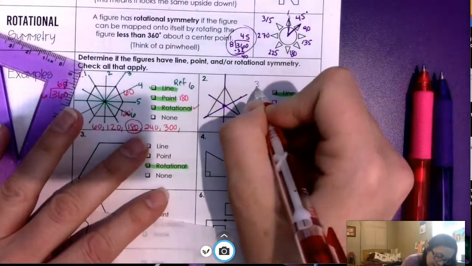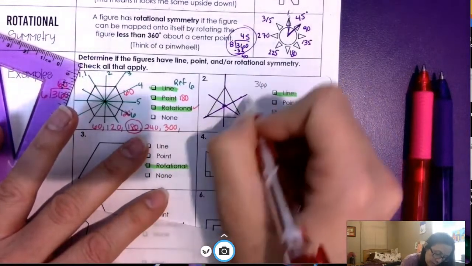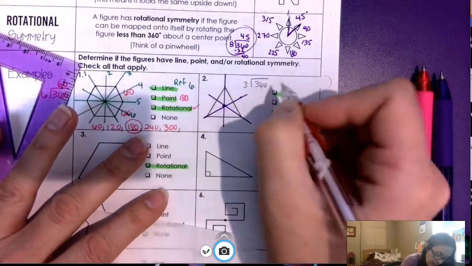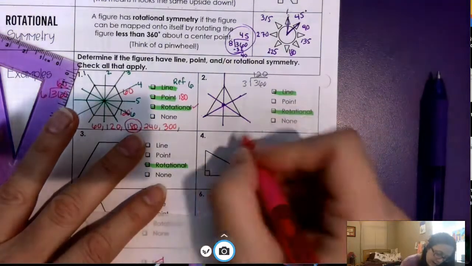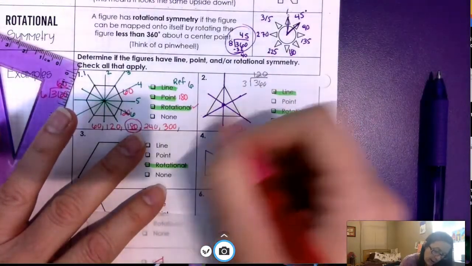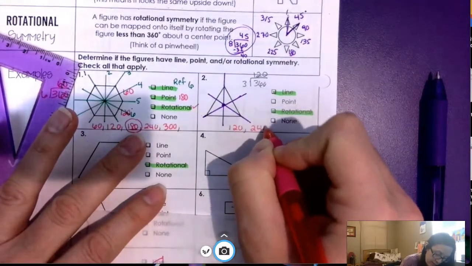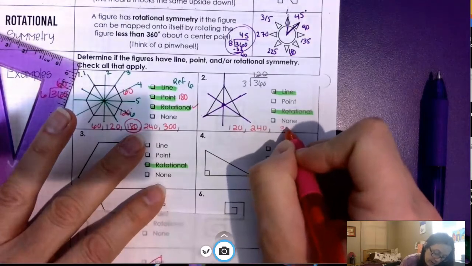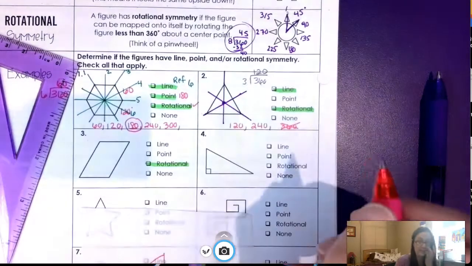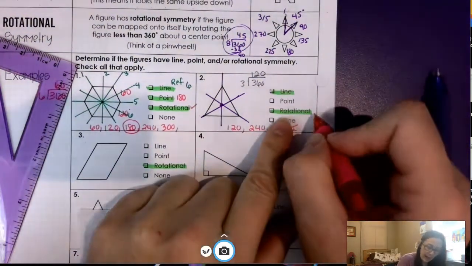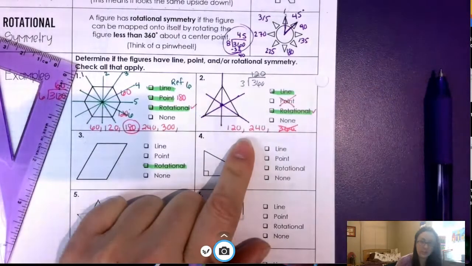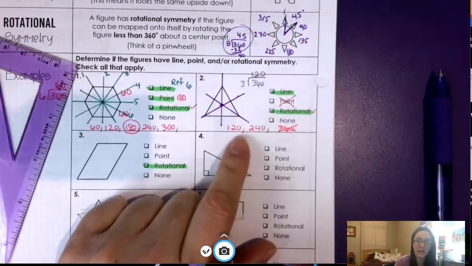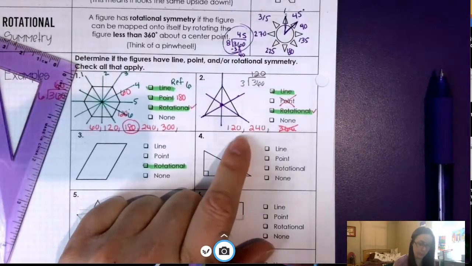So I'm going to take the 360 with the 3 points, divide by 3. I'm going to get 120. I have rotational symmetry at 120, add 120 to 240, add 120 to 360, and again we don't count 360. So this one has rotational symmetry, but it does not have point symmetry because it doesn't have 180. So that's what's really important here.